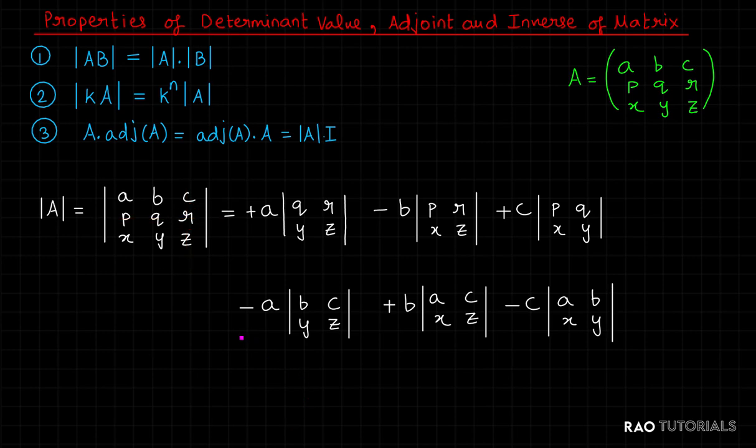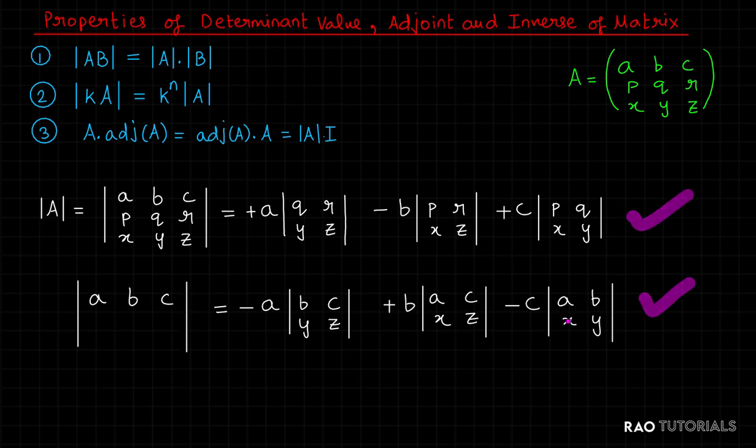Now we can either evaluate this whole expression to see the result, or we can simply compare it with our first expression. In the first expression, A, B, C forms the first row. So in the second expression also, these will form the first row.